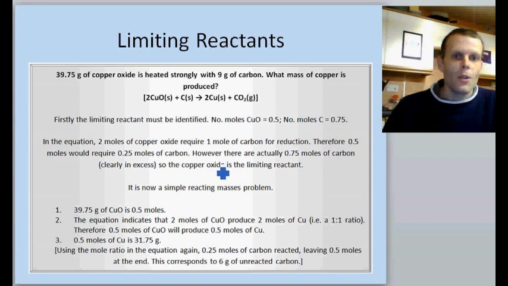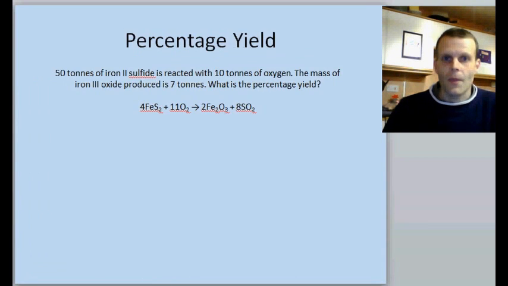So have a read through that. And then once you've worked out which the limiting reactant is, which it looks like is copper oxide, that will determine how much product you're going to make. And it's just then like the last question. Again, 3 steps coming in that you can follow through.